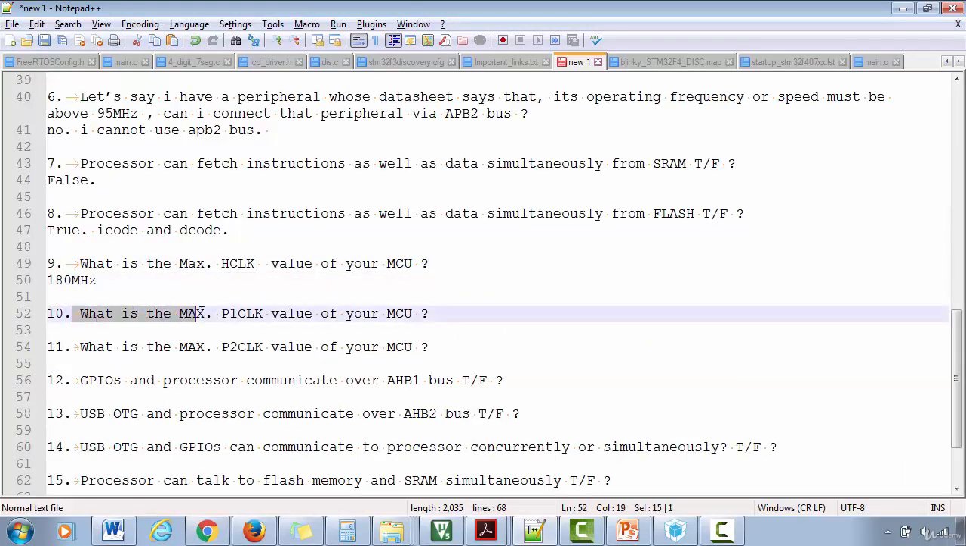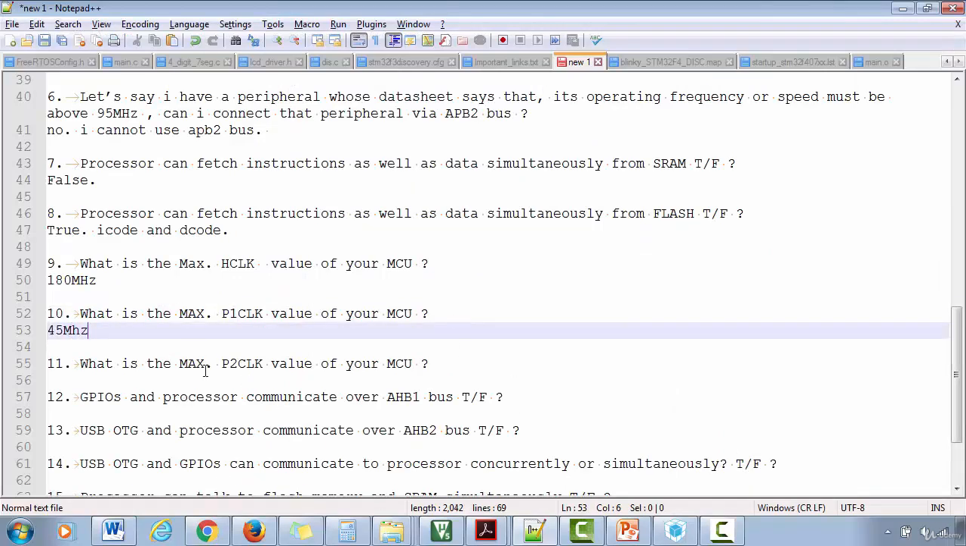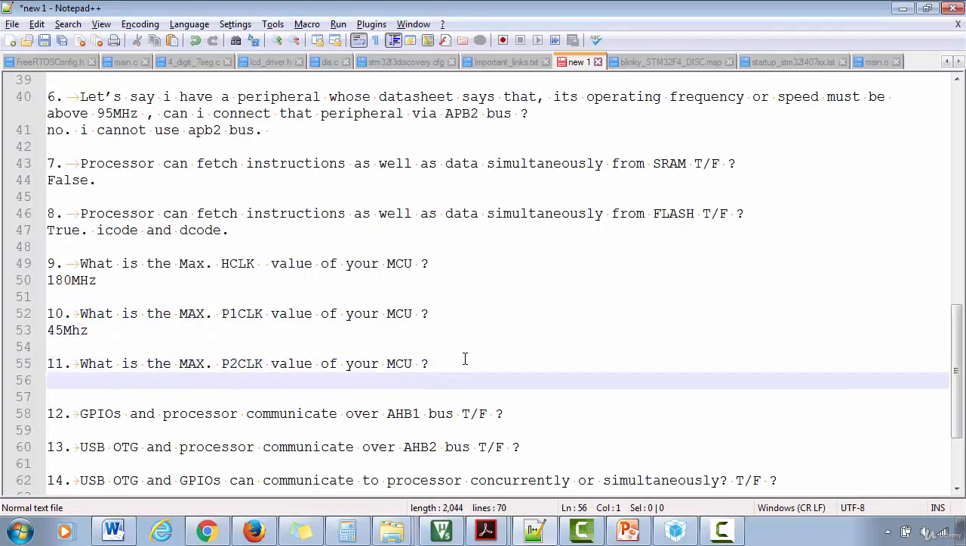Now the next question, what is the maximum PCLK1 value of your MCU? PCLK1 is the abbreviation used to denote the operating clock frequency of the APB1 bus. The maximum PCLK1 is 45 megahertz, right? And PCLK2 means the operating clock frequency of the APB2 bus. The maximum value you can use for PCLK2 is 90 megahertz, right?